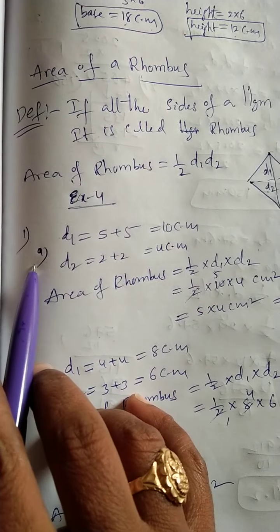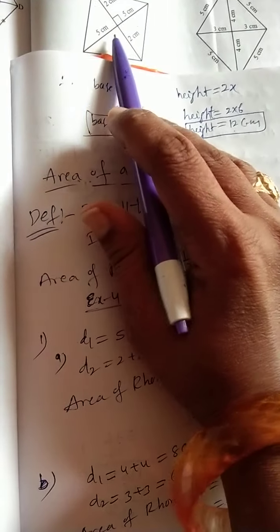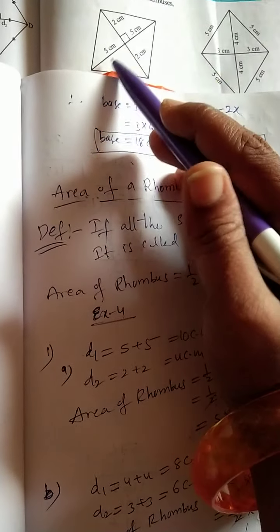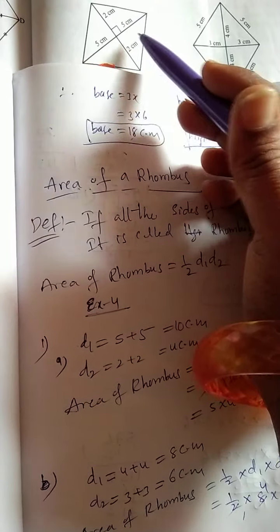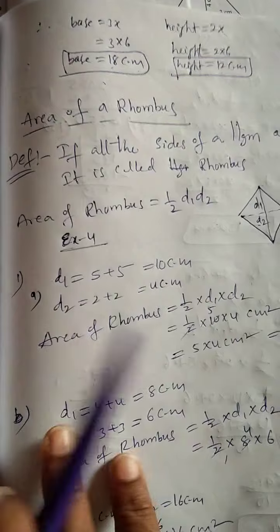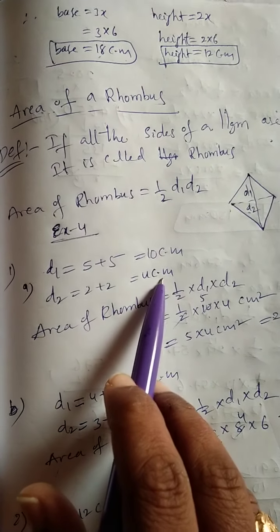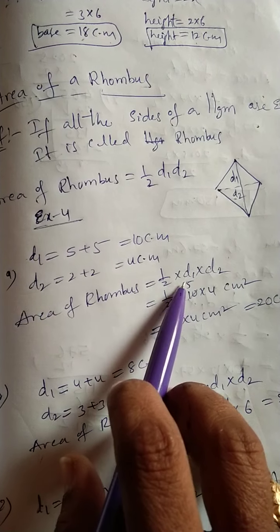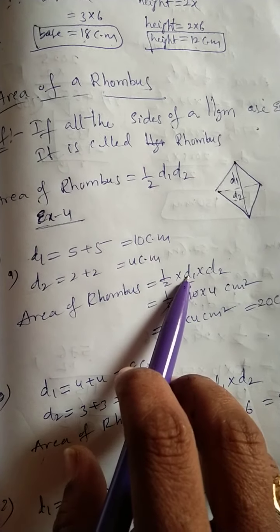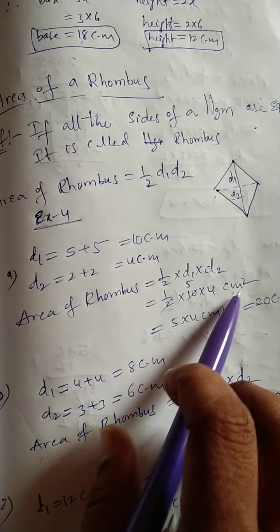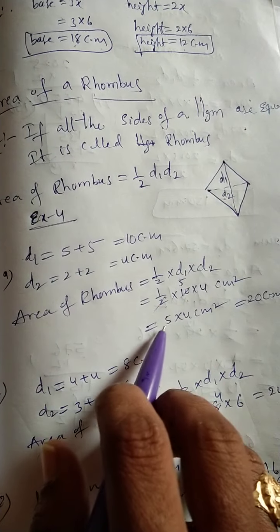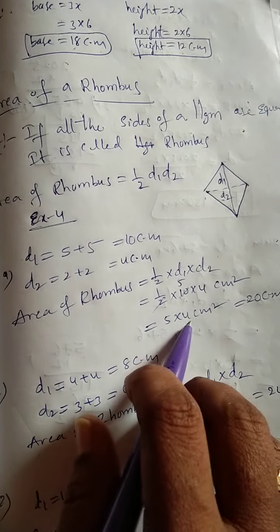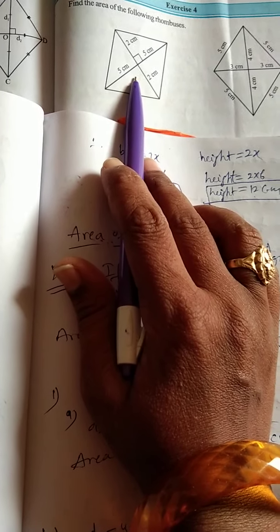Now exercise 4, first question. See here in the textbook, d1 is from this corner to this corner, so we can take 5 plus 5, 10, d1. d2 is 2 plus 2, 4. So d1 is 10 and d2 is 4 centimeters. Now area of rhombus is half into d1 into d2, which is half into 10 into 4 centimeter square. 2 ones are 2, 5 twos are 10, so the remaining value is 5 into 4 centimeter square. 5 fours are 20 centimeter square. Therefore the area of this first rhombus is 20 centimeter square.